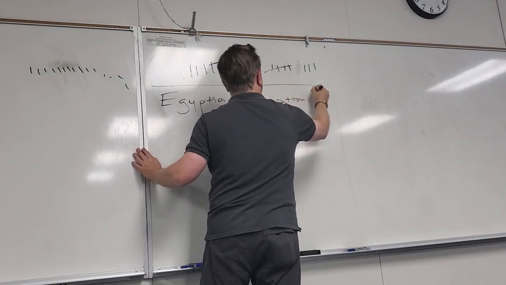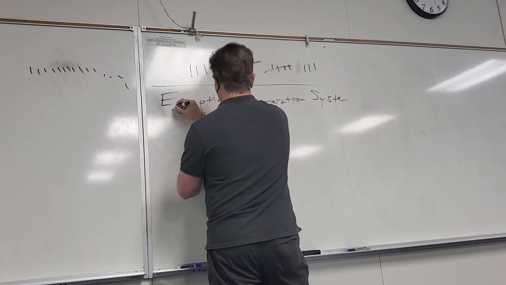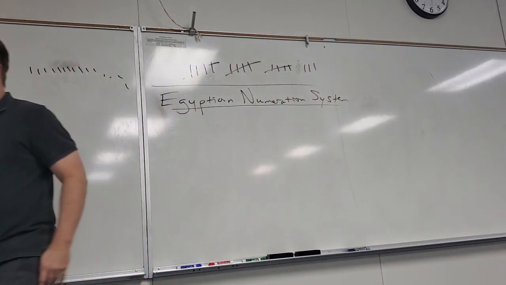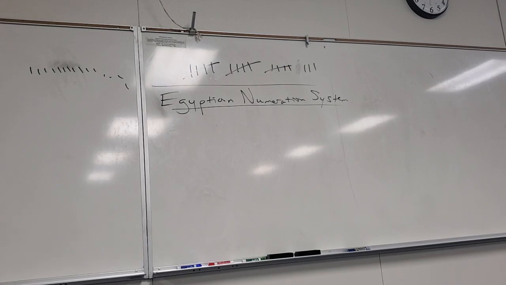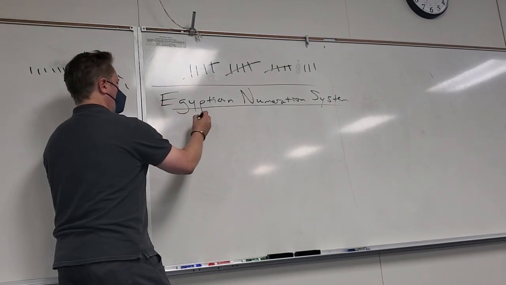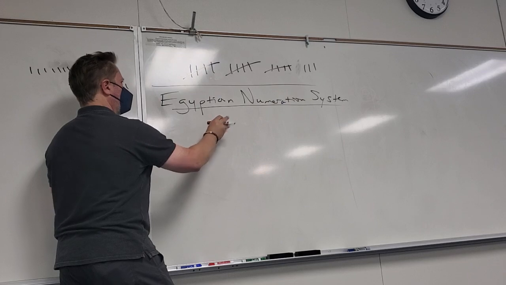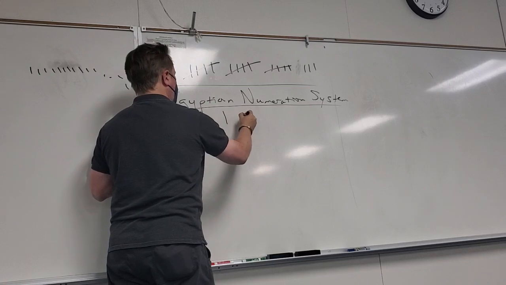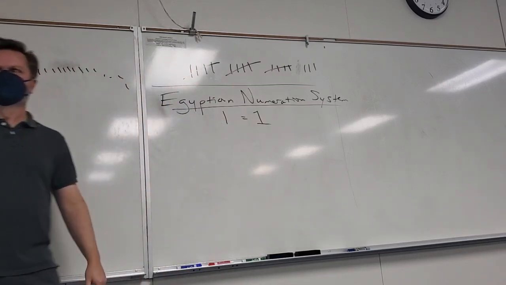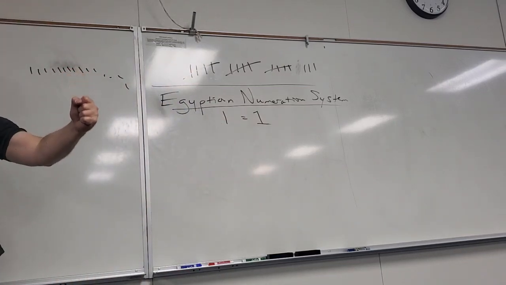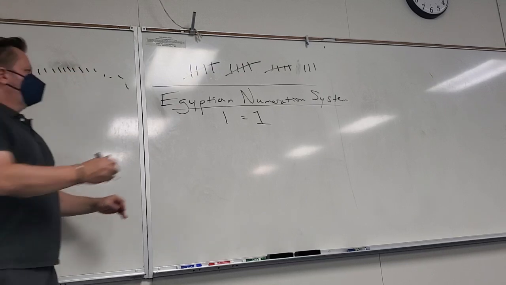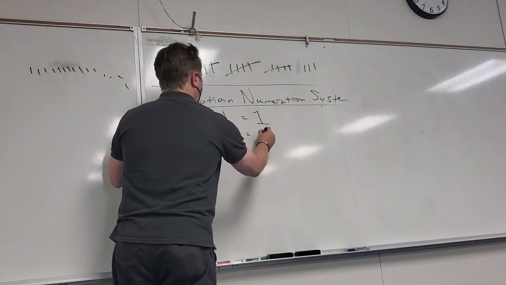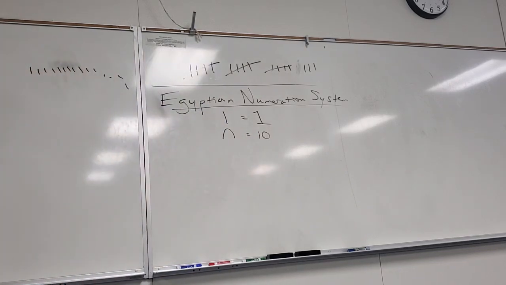The Egyptian numeration system. I have a few of these memorized, but not all of them. So here's what the Egyptians decided to do. They decided that this is 1. That's a staff or a rod, right? That's 1. And then they decided this is 10. And that officially is a heel bone, believe it or not.